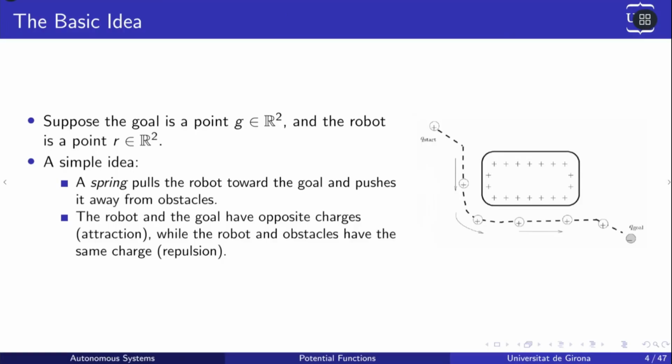Another analogy that maybe is even easier to understand is imagine that we have electric charges. We have here our robot. The robot is charged positively, and we want to reach here the goal that is charged negatively. Then they are attracted. However, if we get close to the obstacles, because obstacles are also charged positively, then the robot tries to move away from the obstacle.